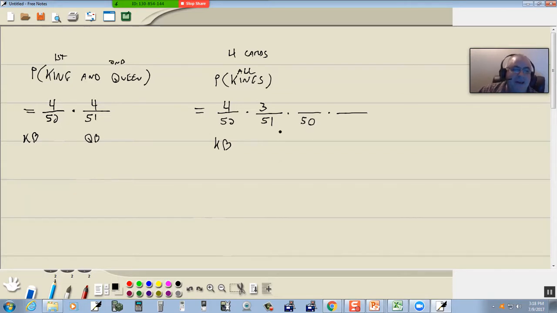Now our next card, let's say I pulled out the King of Diamonds. I can draw a diamond very well. So now I got the King of Hearts and King of Diamonds sitting over here on the side. I got 50 cards left, of which 2 of them are kings. Now let's say I pull out the King of Clubs. So now over here on the side, I got the King of Hearts, King of Diamonds, King of Clubs sitting there. There's 49 cards left, of which there's 1 king left in the deck. So that would give us our probability.